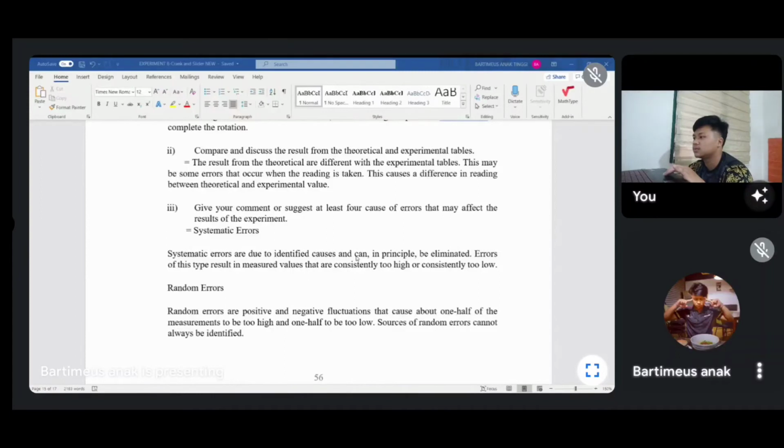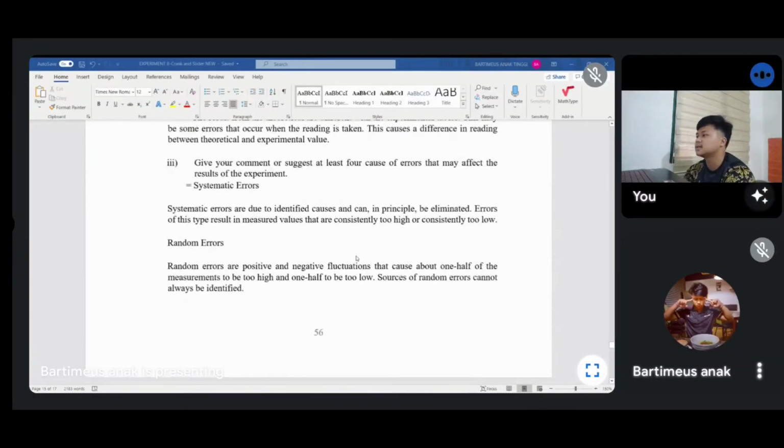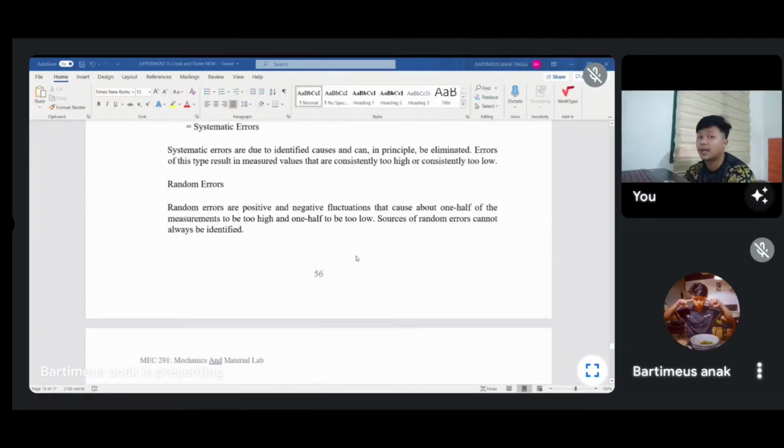So the first error that I got is systematic error. Systematic errors are due to identified causes and can, in principle, be eliminated. Errors of this type result in measured values that are consistently too high or consistently too low. Next is random error. Random errors are positive and negative fluctuations that cause about one half of the measurements to be too high and one half to be too low. Sources of random error cannot always be identified.